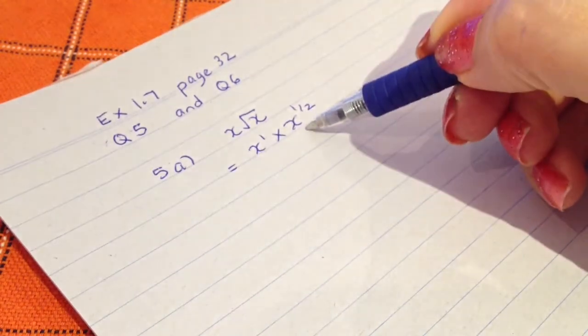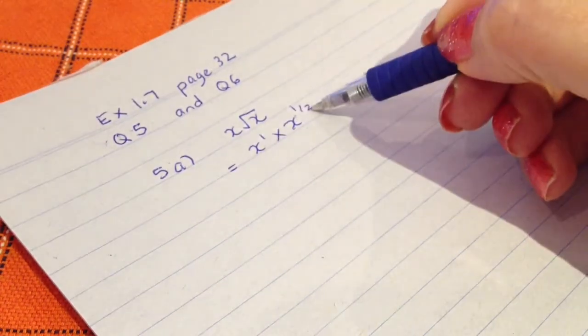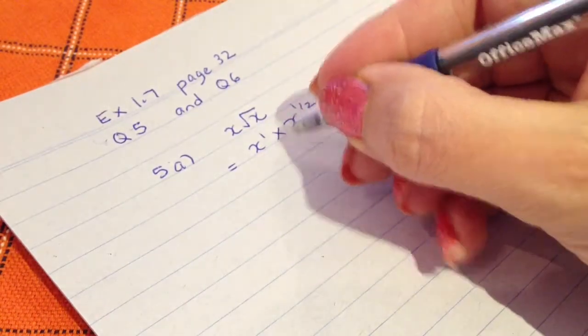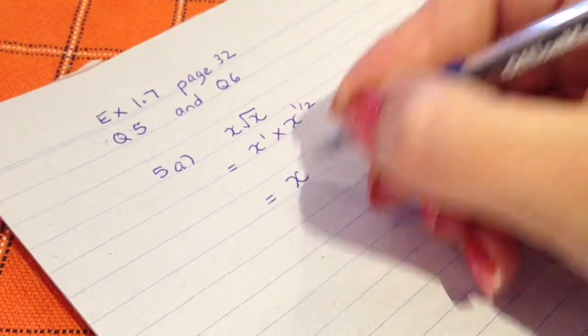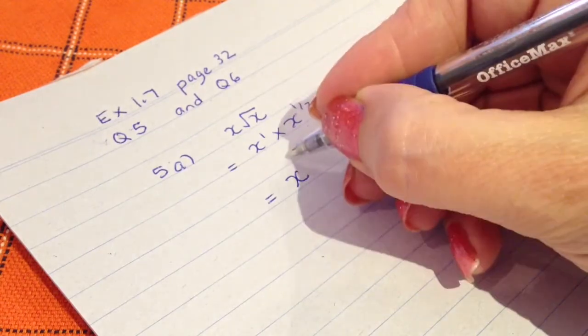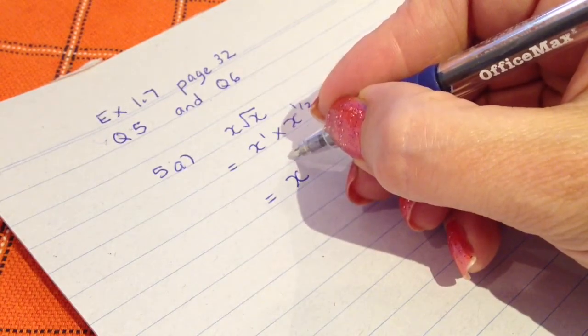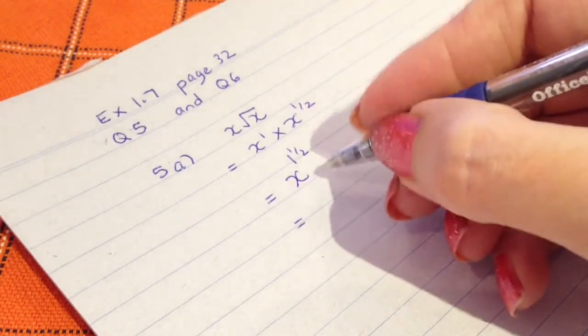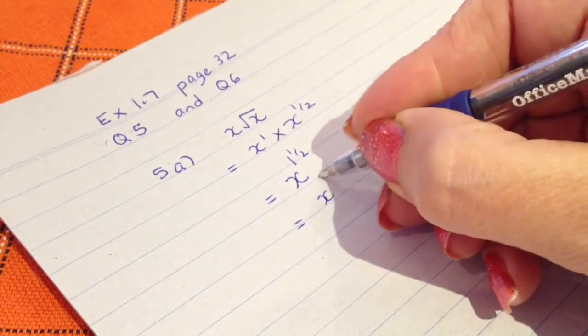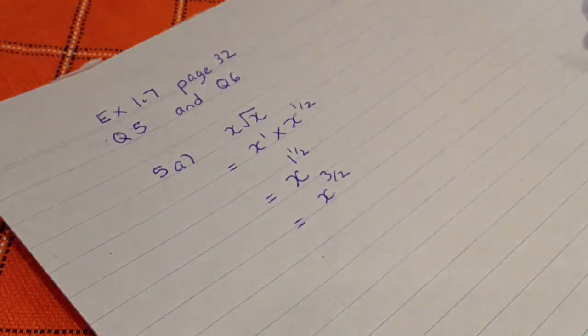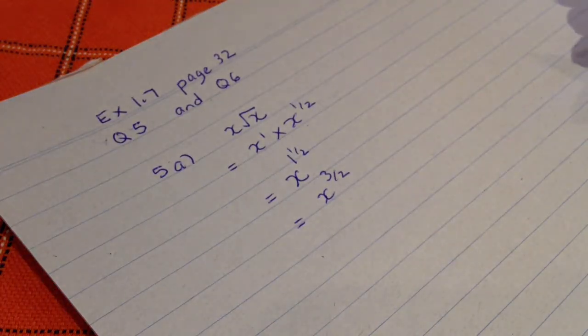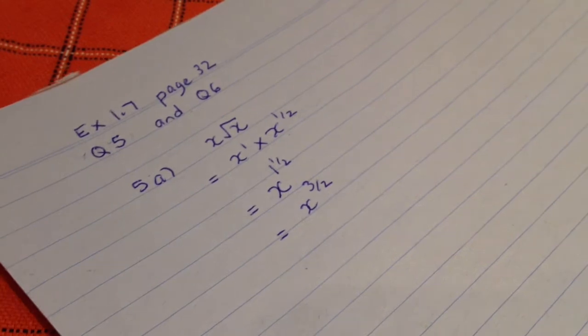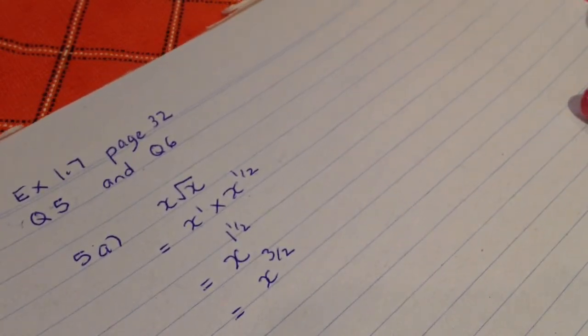The bases are the same, which means you can add the powers because it's multiplied. So x to the 1 plus a half will give you 1 1/2. And then write that power as an improper fraction. So it's x to the 3 on 2. And that's 5A.